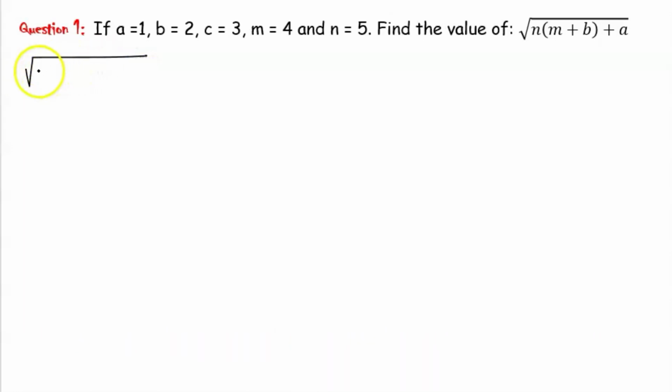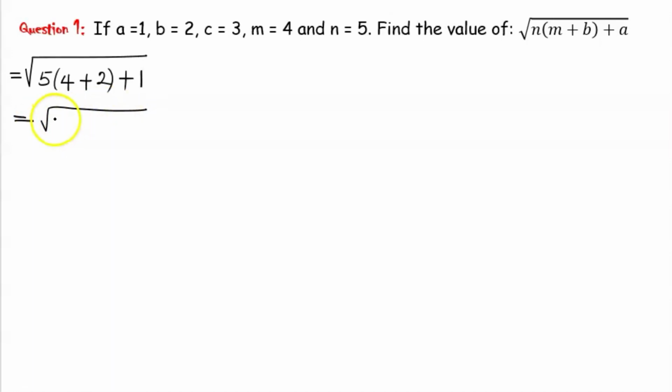From the definition given to us, n has been defined to be 5. So we have 5 into m, which is 4, added to b, which is 2, plus 1. So this is very easy. So what do we need to do next? It's just to simplify what we have under this bracket.